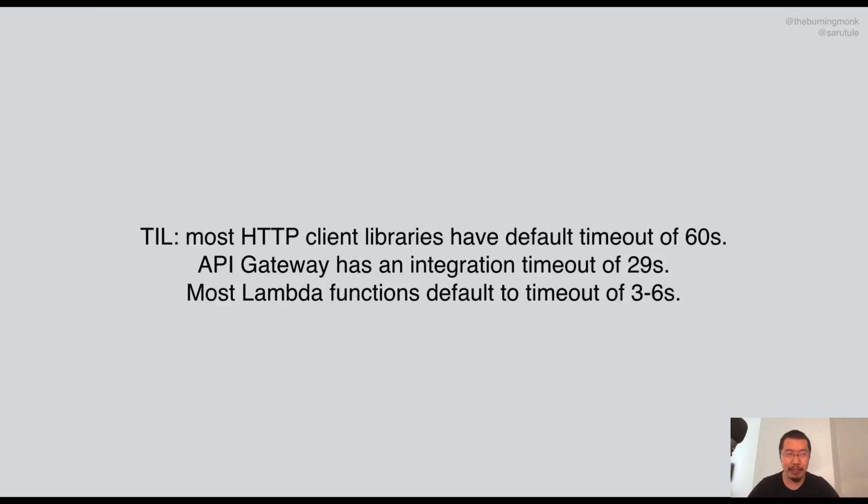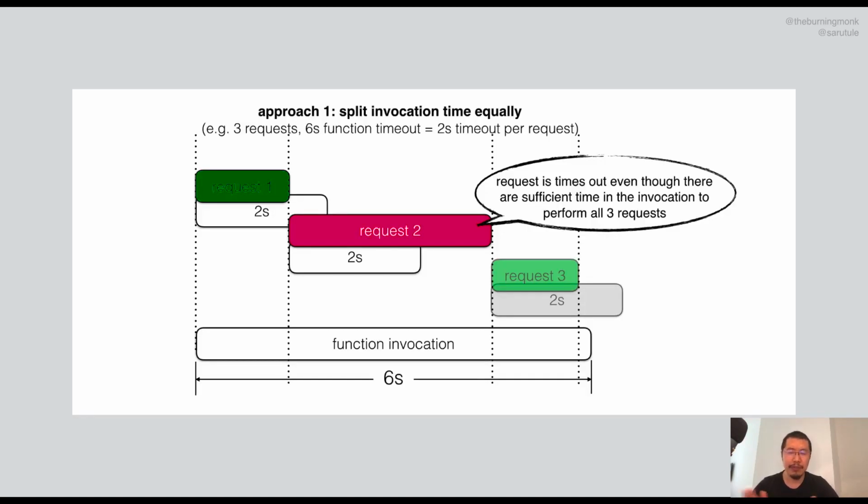And the simple fix here is to just align those timeout settings, right? But the big question is, well, what timeout value should you use? I've seen two main strategies for this. One is you can divide the function's timeout equally across the number of HTTP requests you're making. So in this case, our function has got a 6-second timeout and it makes 3 different HTTP requests. So every single request gets 2 seconds.